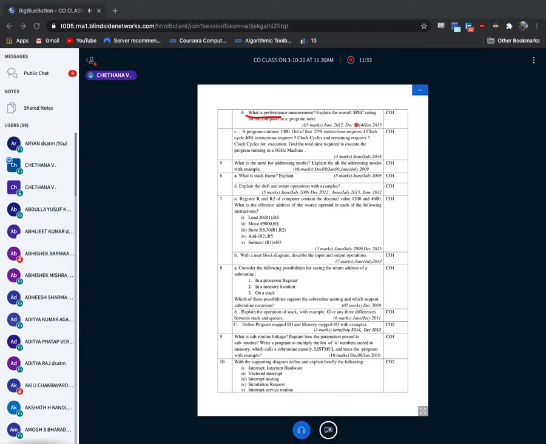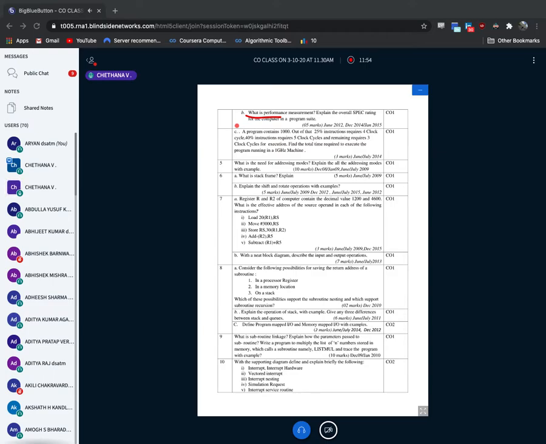So SPEC rating is very important. It is the running time on the reference computer divided by the running time on the computer under test. That you have to explain. That's very simple. You have to give that one formula. So that's what we require for 4B. I think 4B I have almost already explained to you.